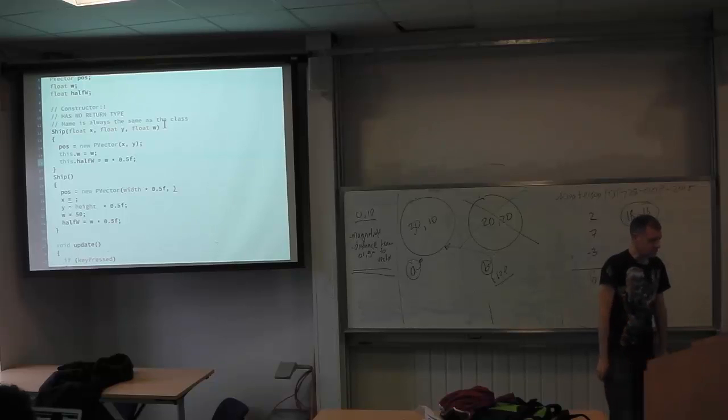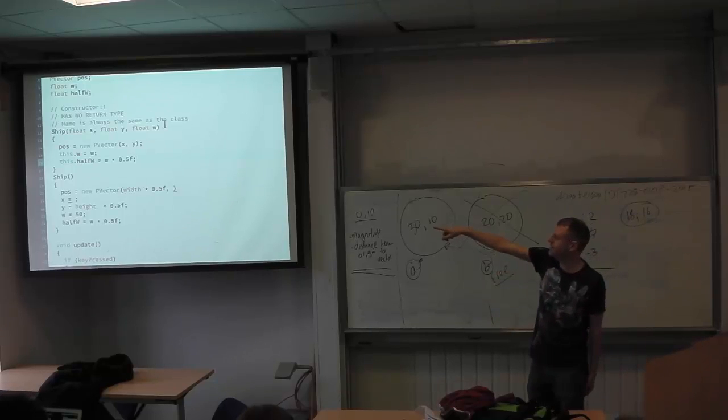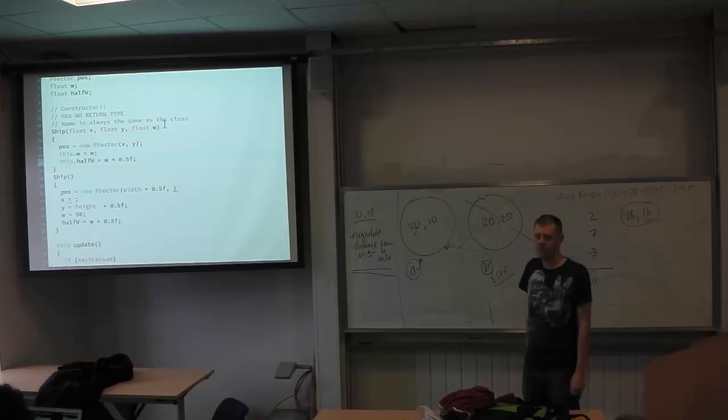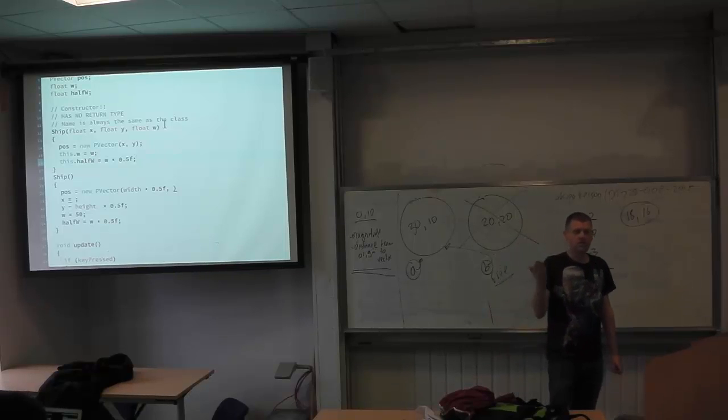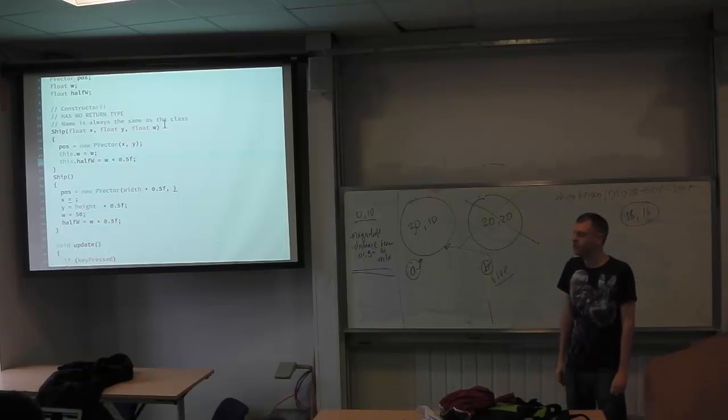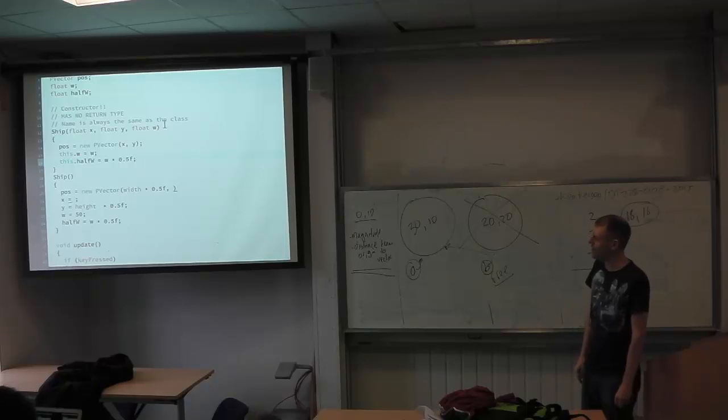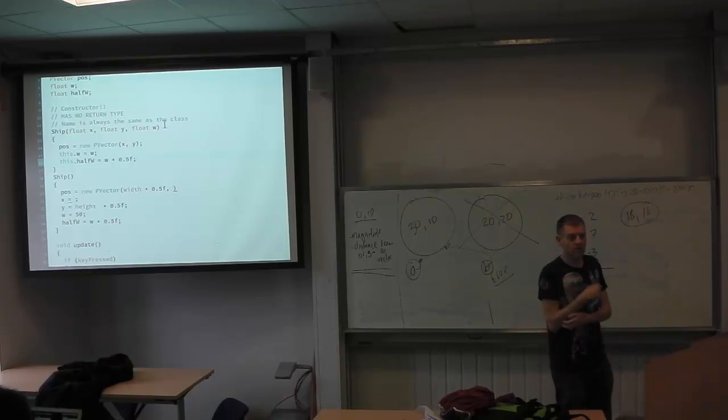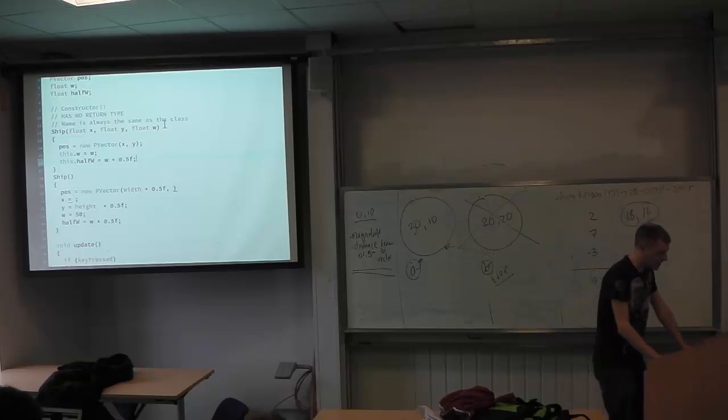Cool. Okay, obviously in the second example, the this.halfW, the this is optional there, because there's no disambiguation required. There's no other variable in scope called halfW. The only one that's in scope is the field. So this is actually optional there.